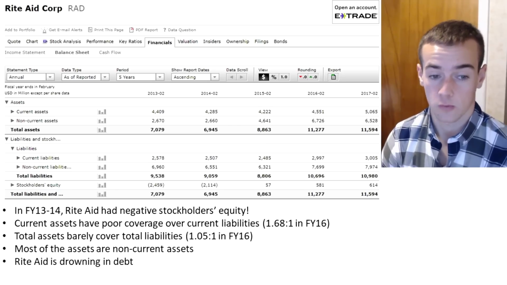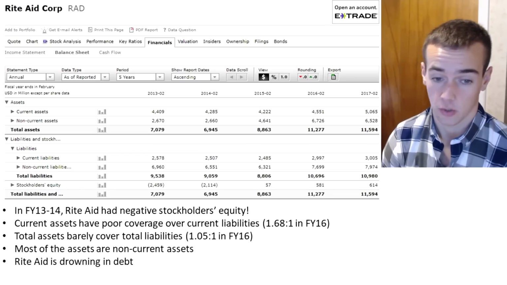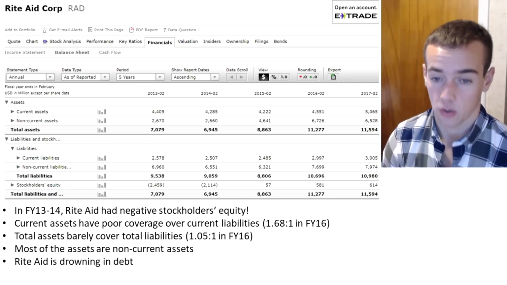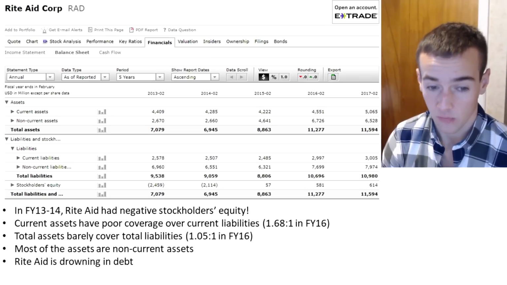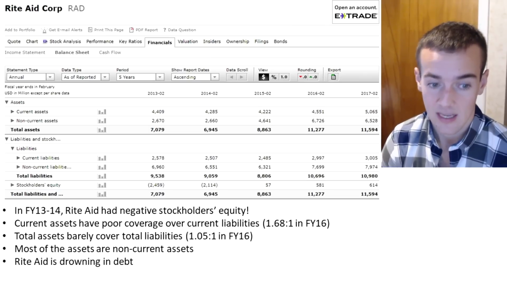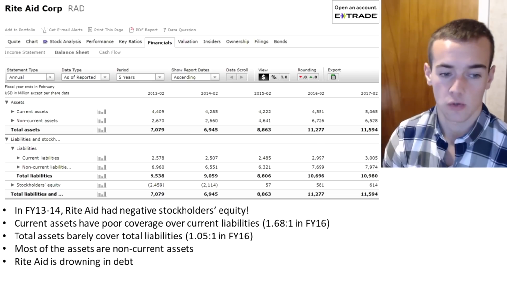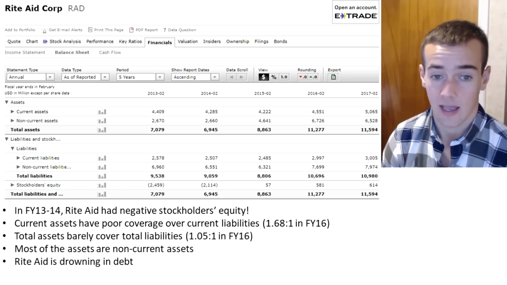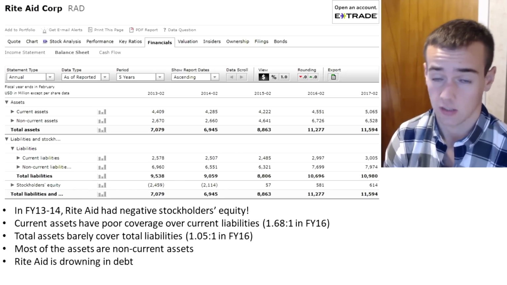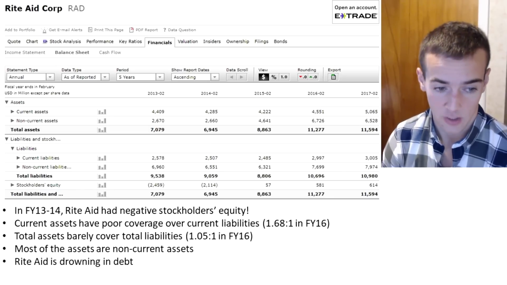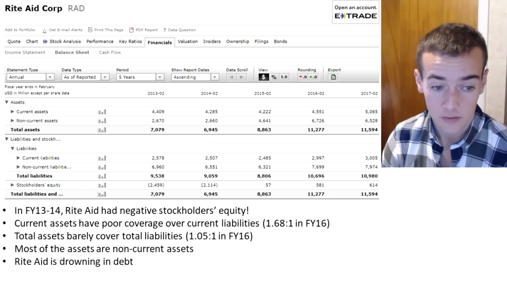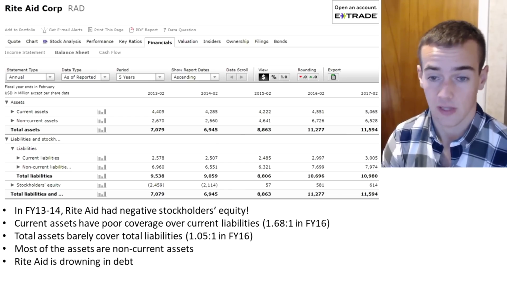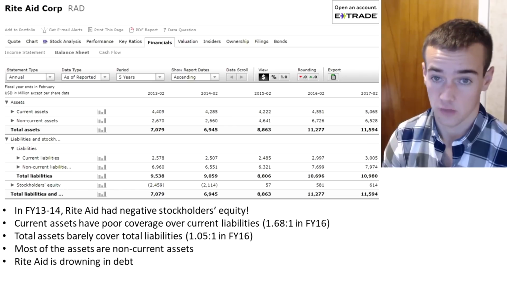Then things get even worse when we look at total assets and total liabilities, not just the current ones, and their total assets barely cover total liabilities. In the current fiscal year, they have a 1.05 to 1 coverage on total liabilities. And when you look at the assets, you see most of their assets are non-current assets, so most of the assets they hold are not assets they're looking to convert into cash anytime soon, or they're not readily convertible into cash. What we have determined looking at this balance sheet is that Rite Aid is drowning in debt. They have way too many current and non-current liabilities, and they don't have healthy coverage of those liabilities.